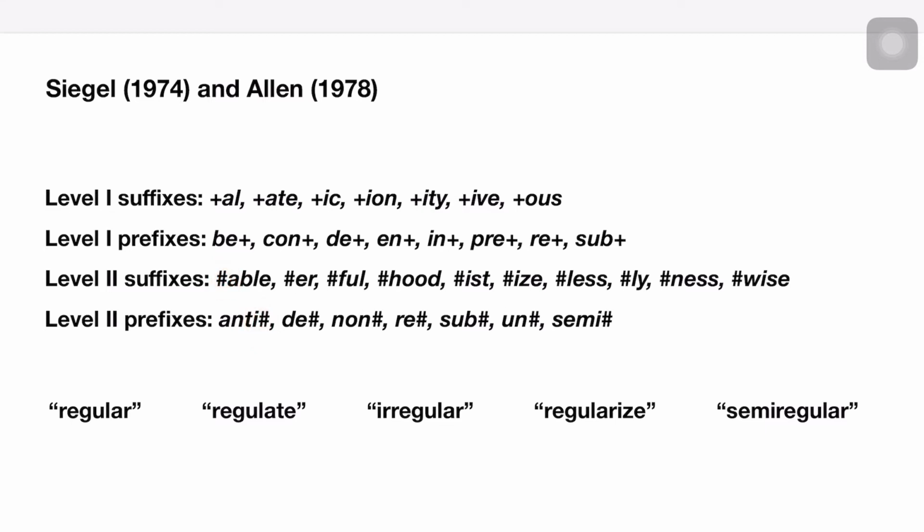Let's take a look at some examples. The words regular and regulate have level 1 suffixes, -ar and -ate. Note that -ar is an alteration of -al because of the assimilation phenomenon in phonology. The words irregular and semi-regular both have prefixes belonging to different levels. The word regularize contains a level 2 suffix. What we can further observe from the examples is that those with level 2 affixes have their affixes added to words, unlike in regular. In the word regular, reg is not a word but merely a bound morpheme.